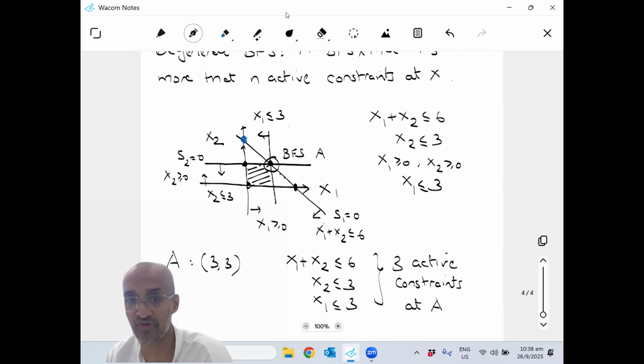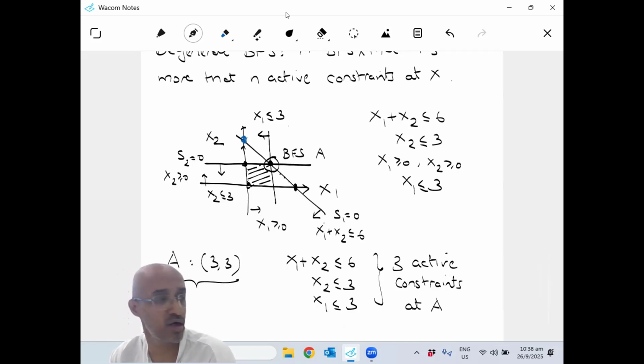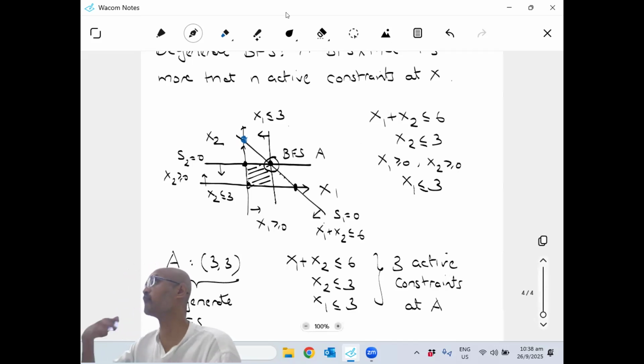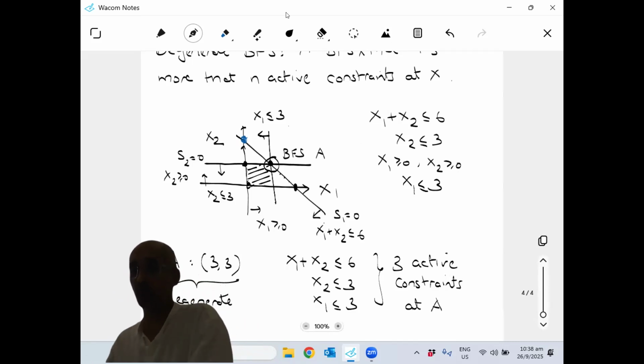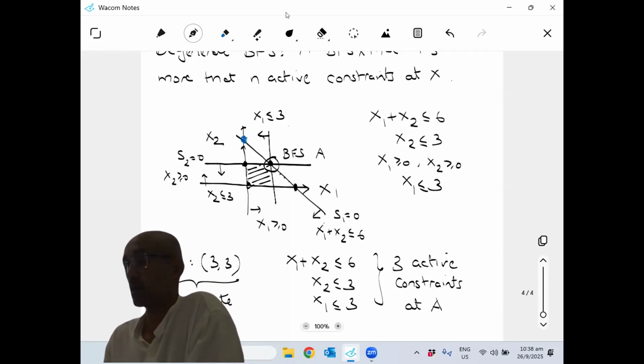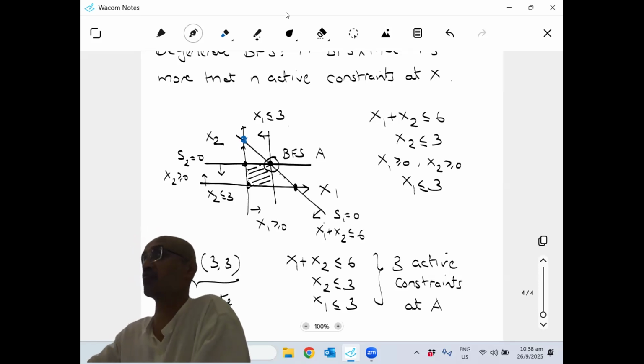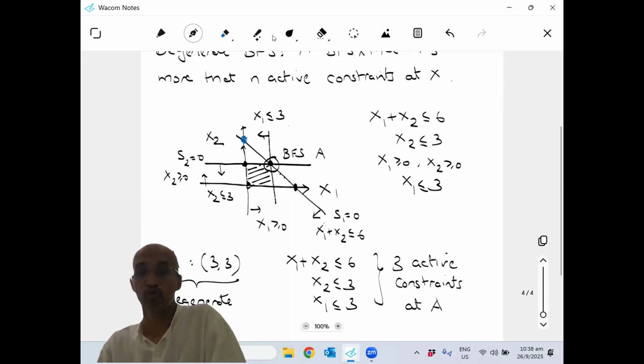So in this representation, A becomes what's called a degenerate basic feasible solution. You have more constraints than you might typically expect to be active. Of course, you cannot have three linearly independent constraints which are active at this point. This is not possible in dimension two. But two of them are sufficient. You have an extra constraint which is automatically getting satisfied. Okay, so this can happen.